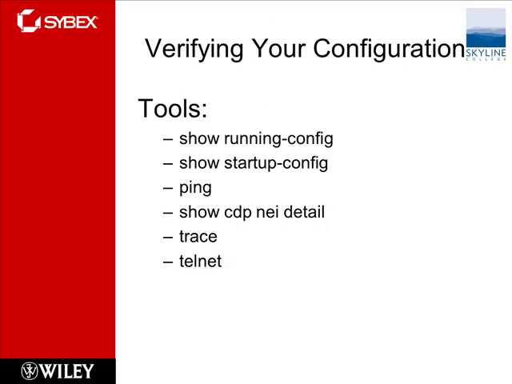Show run, show startup, ping, show CDP neighbor detail, trace, and telnet. CDP neighbors, and there's a lab to do that. What CDP neighbors does is check at layer 2 to see what Cisco devices are directly connected to the other device. There's show CDP neighbors, which will tell you what devices, and show CDP neighbors detail, which will show you where the interface names are, what the addresses are, and the last lab that you have is Discover Topology or something like that.